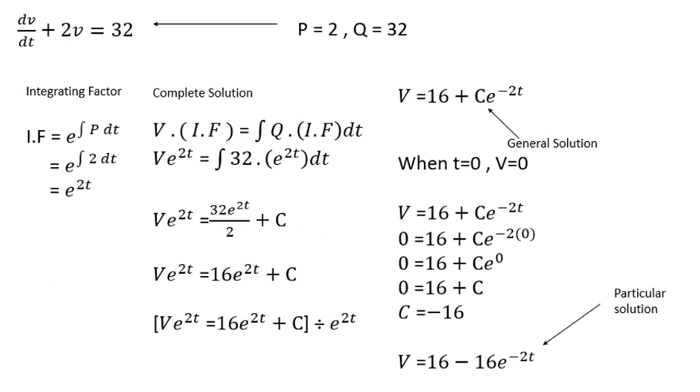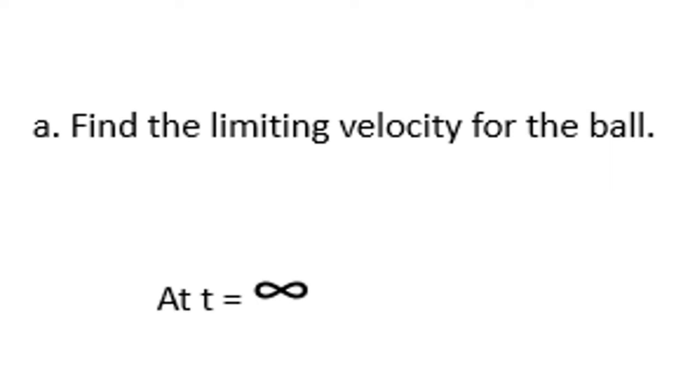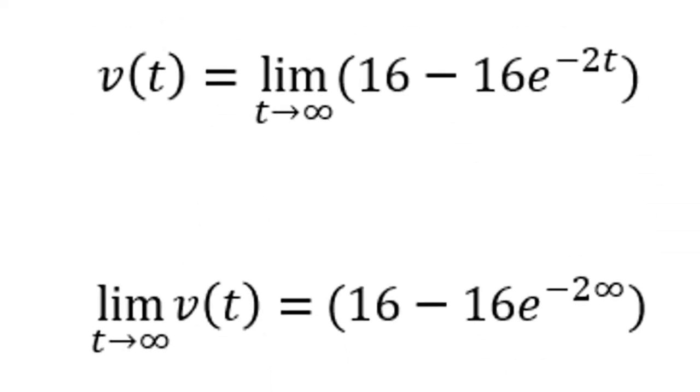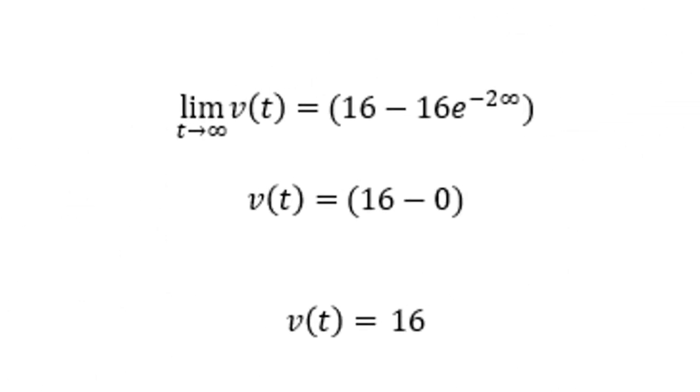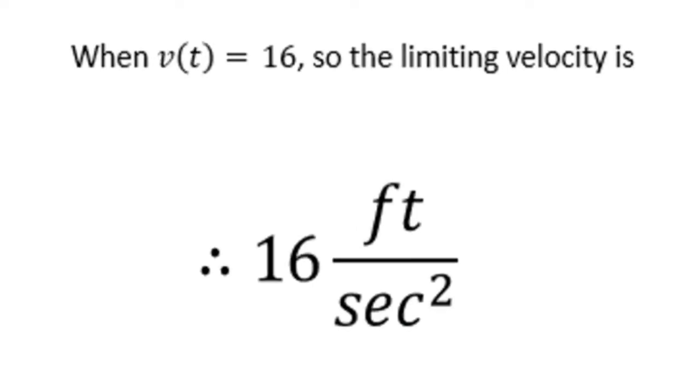After we got the particular solution, we can find the limiting velocity for the ball. The first step is to take the limit as t goes to infinity. We substitute infinity for t and we get V equal to 16. So the limiting velocity is 16 feet per second.